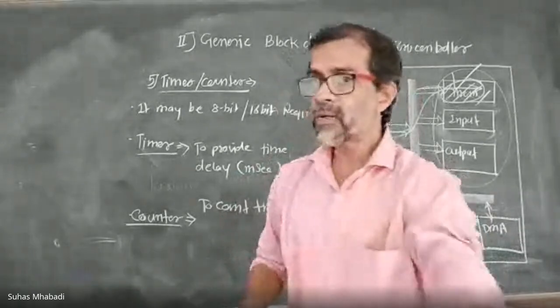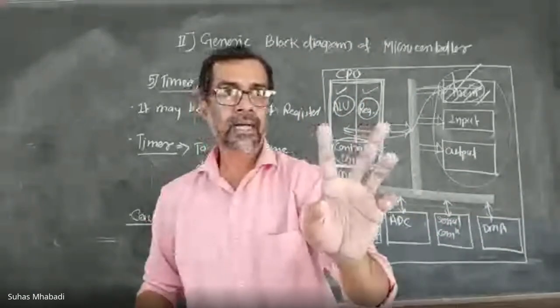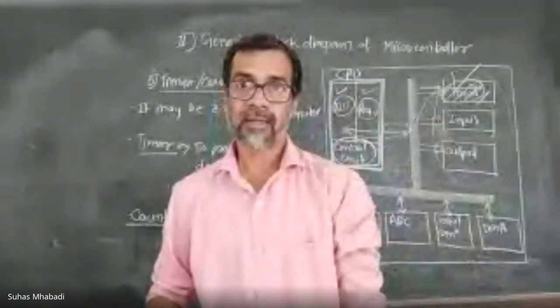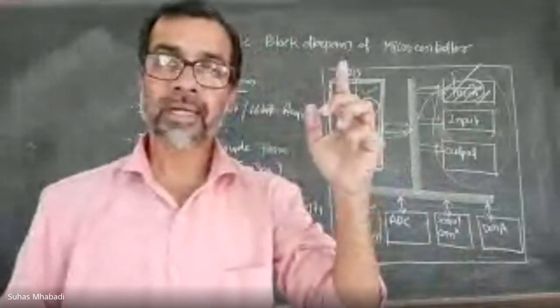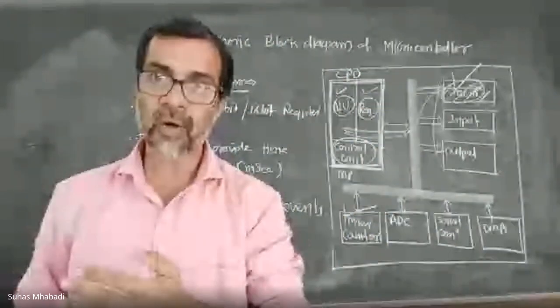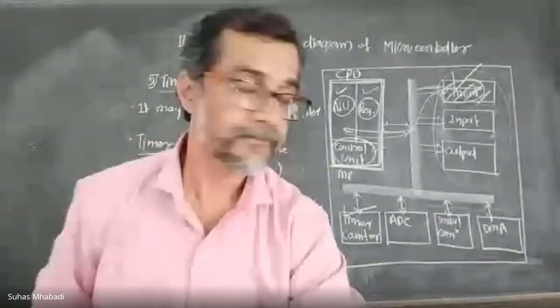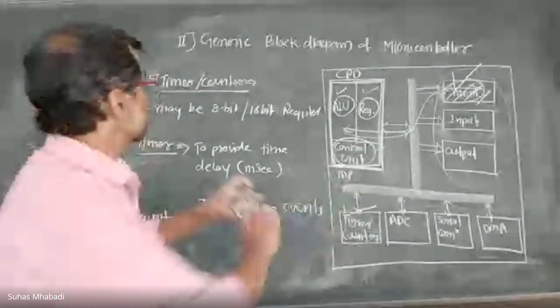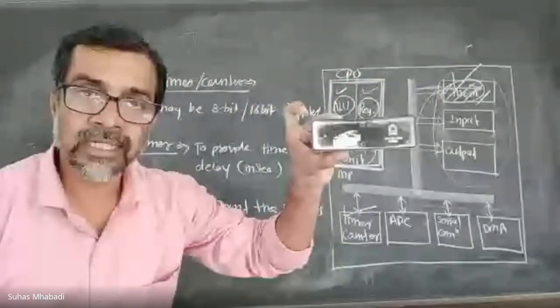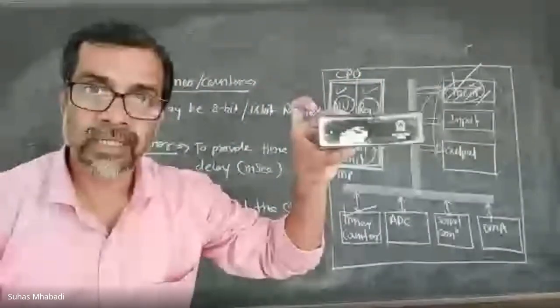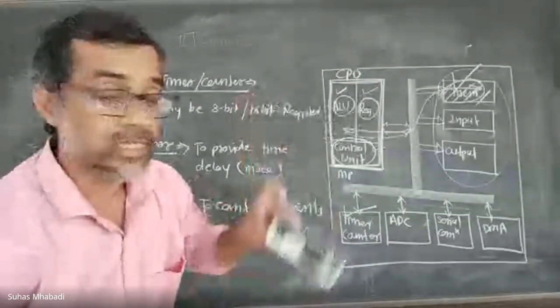But for counting, there are two different ways of counting. The first way of counting is called up counting. The other way of counting is called down counting. Now this is a register which has to work as a counter. This is an 8-bit register.